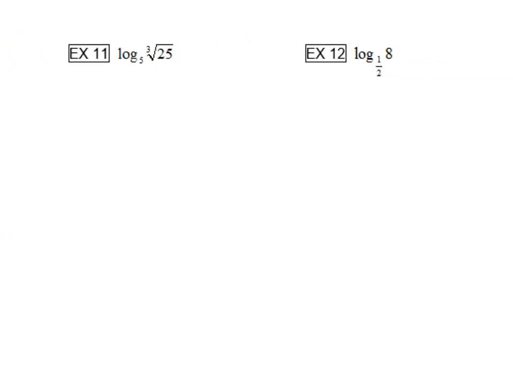Alright, next example, let's go ahead and write it in exponent form. We have a base of 5 raised to the x power is equal to the cube root of 25. So, two things we want to fix here. We want this 25 in base 5, and we don't want this cube root. So let's take a look at this. The cube root of 25 is equal to 25 raised to the 1/3 power. Well, can we write 25 with a base of 5? Yeah, we can do that.